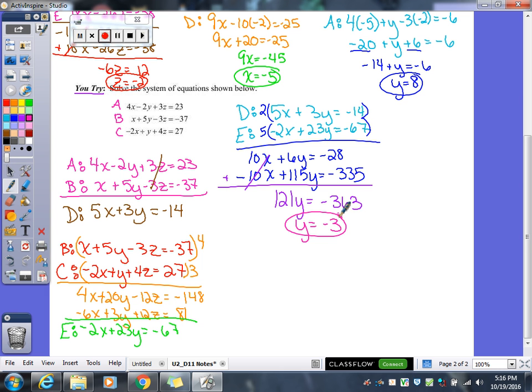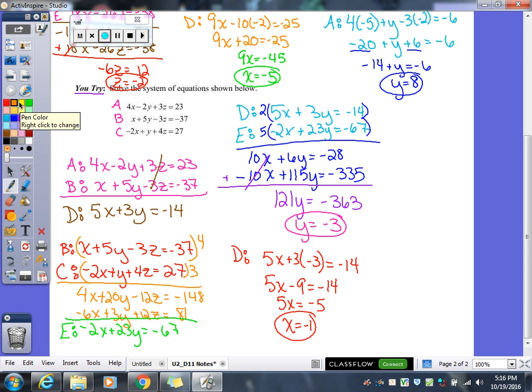So I'm going to plug that in. I'm going to use equation D. I think that one looks a little easier. So I'm going to do 5x plus 3 times negative 3 equals negative 14. So that gives me a negative 9. Add my 9 over, I get negative 5, divide by 5, and we got our second one, x equals negative 1.